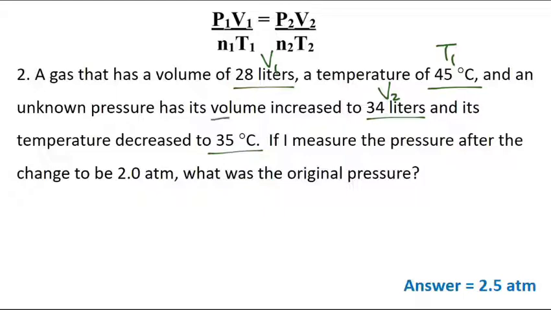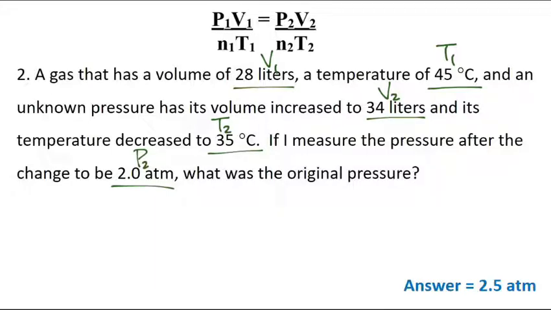Its temperature is decreased to 35, so that's my T2. And then the pressure after that change is going to be 2. So, of course, that's a pressure, and it does specify that's the pressure after the change. So after my volume has been increased and my temperature decreased, which means even though this is the first pressure number I'm seeing, this is going to be my P2.